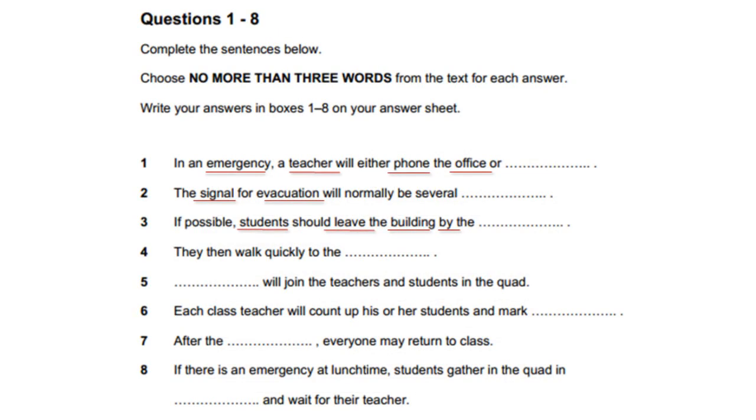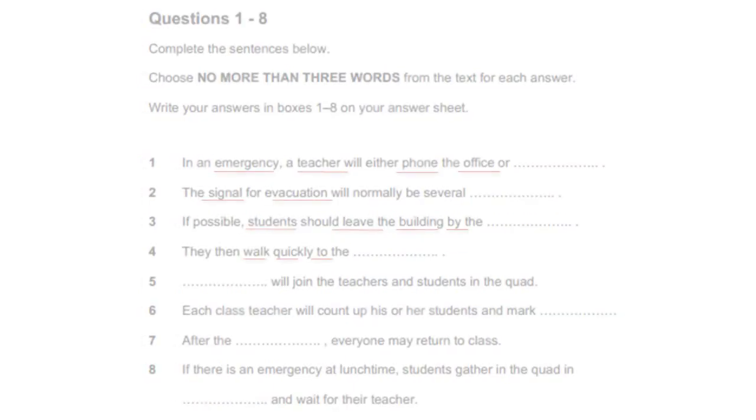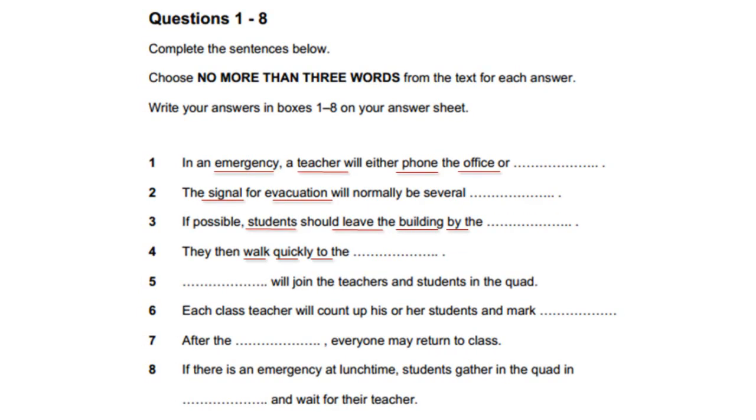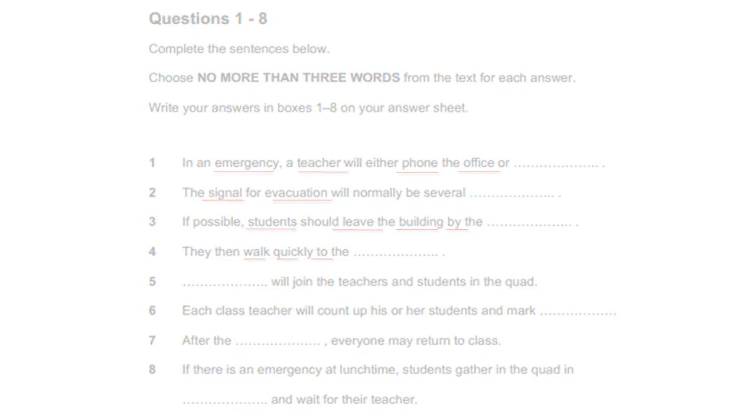Then simply go back and read question 4. For question 4, you need to complete the following sentence. They then walk quickly to the... The first thing you need to do is underline any keywords. I would underline walk, quickly, and to. Then go back up to the text and scan the text for the answer. Answer 4 should appear after answer 3 in the text, so start reading from where you got answer 3 from.